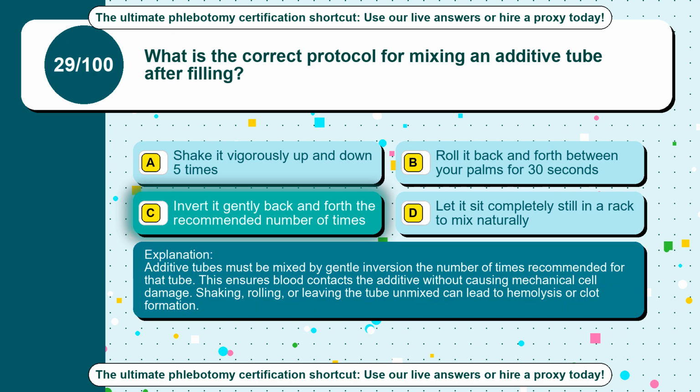Additive tubes must be mixed by gentle inversion the number of times recommended for that tube. This ensures blood contacts the additive without causing mechanical cell damage. Shaking, rolling, or leaving the tube unmixed can lead to hemolysis or clot formation.